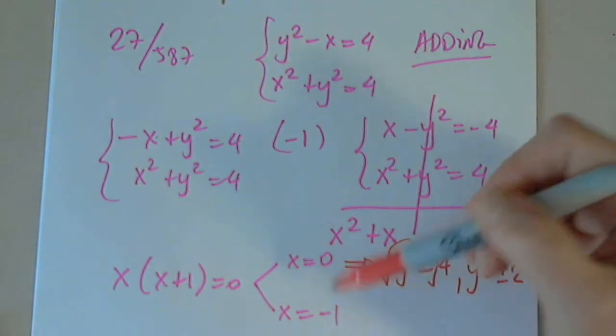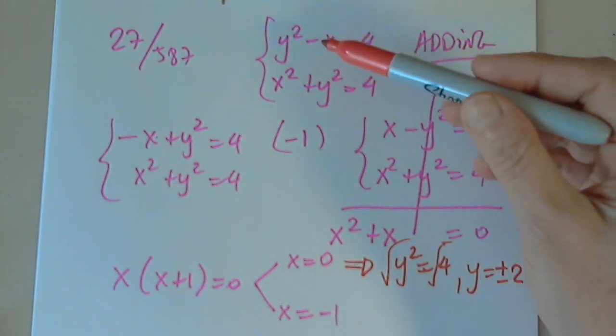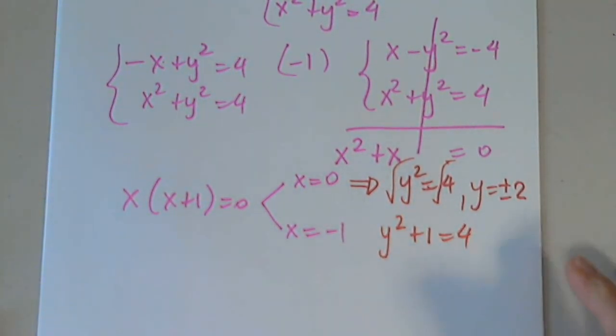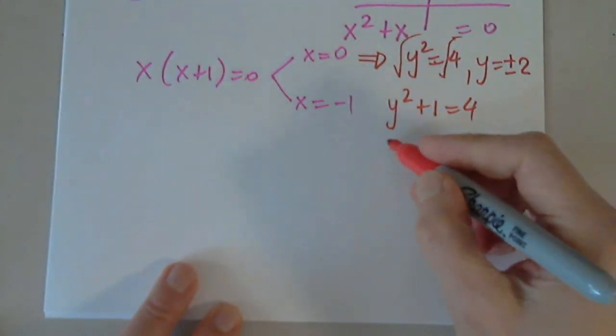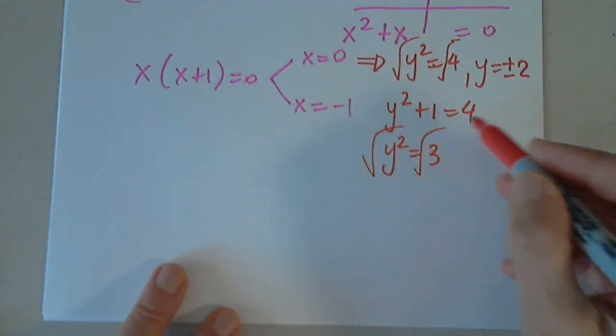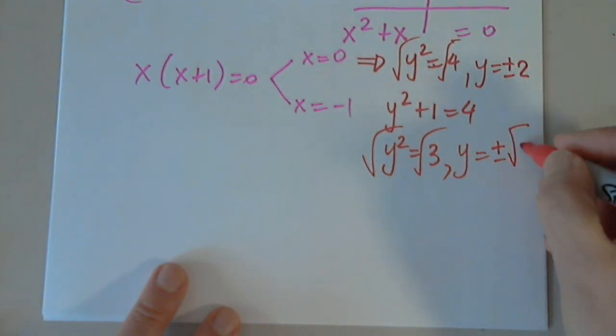Okay, we go back now and replace x by negative 1. So it becomes y squared plus 1 equals 4, or y squared equals 3. When I take the square root, I get plus or minus the square root of 3.